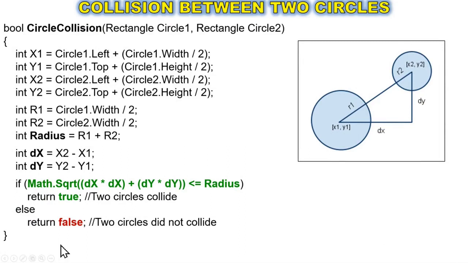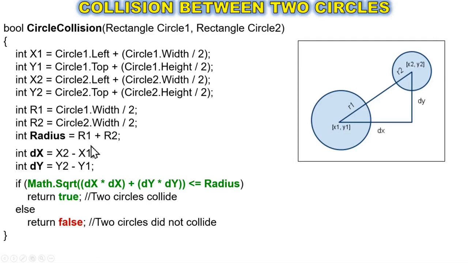To determine if we hit the ball or not, we need a collision detection between the two circles. The method CircleCollision will accept two circles. It will then determine the center location of the two circles, and it will be stored to variables x1, y1 for the first circle, x2, y2 for the second circle. Next, it will calculate the sum of the two radii of the two circles.